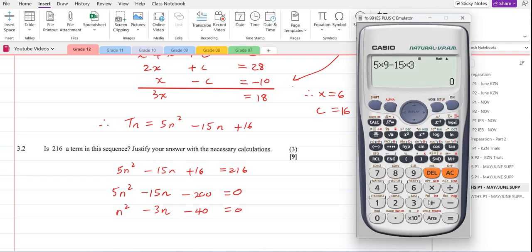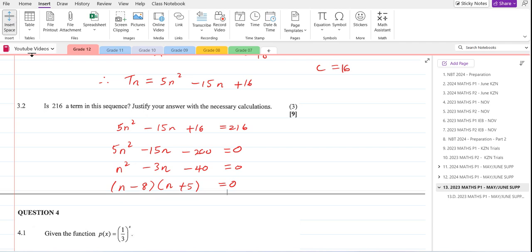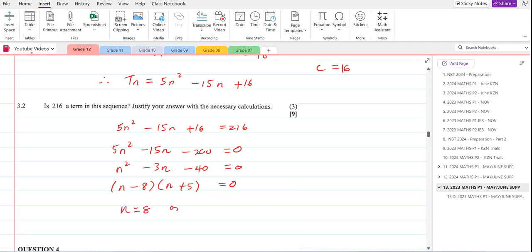Let's check. 200 divided by 5. Yeah, 40. And we know 8 and 5 will work here. So 8 and 5 should work. N minus 8 into n plus 5 is equal to 0. So n is equal to 8 or n is equal to negative 5. So obviously we're going to say reject, since n is not an element of natural numbers. Right, that's the reason why we're rejecting. So n is equal to 8.